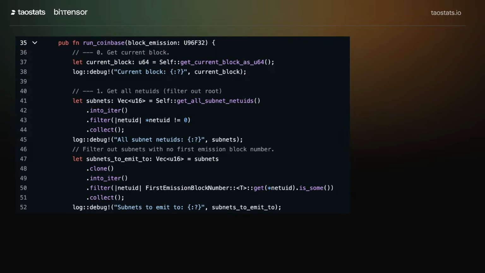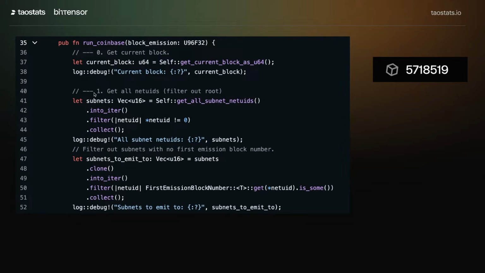So we're in the run Coinbase. We're going to start about line 35, and we're calling the run Coinbase. The first thing we need to do, step 0, is get the current block. So it calls the chain and says, hey, what's the latest block? And we get a block number.